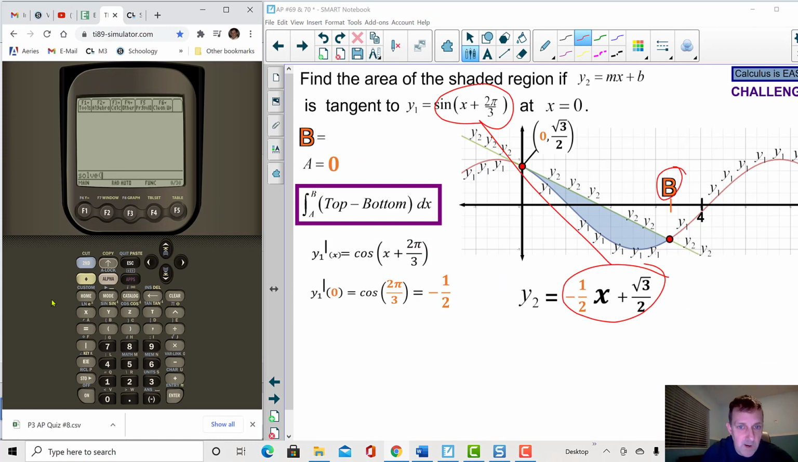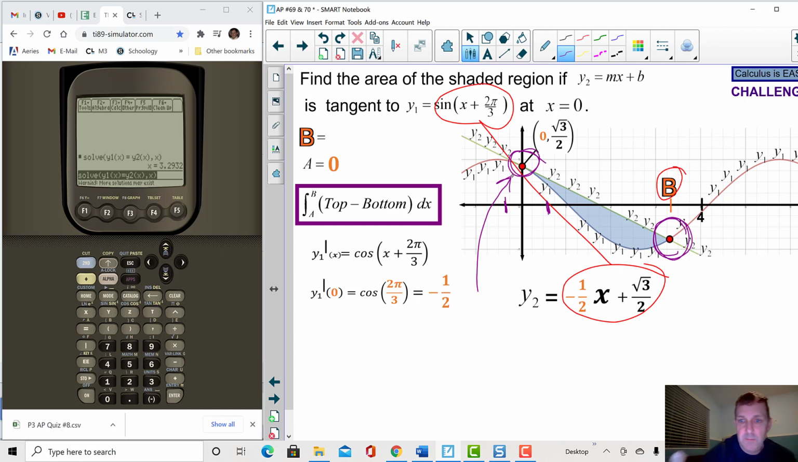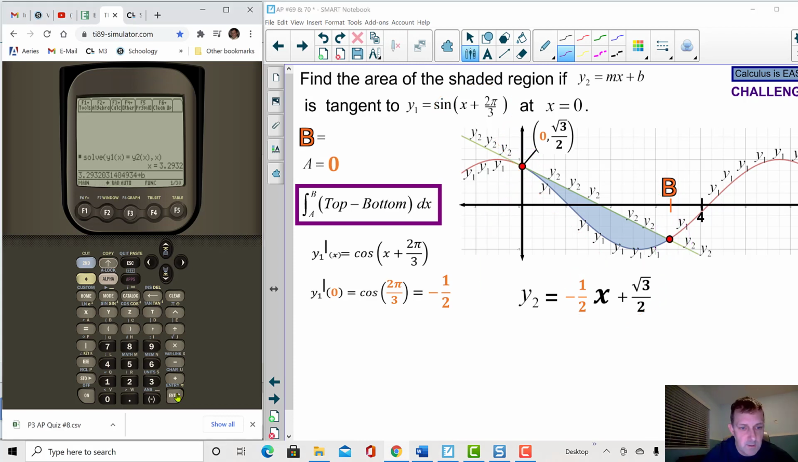And now we want to solve where y1 is equal to y2. We'll push enter. Now I want you to notice it's only giving us the answer that we needed. It did not give us x equals 0. So if you know that there's an answer here, you may have to evaluate it from like negative 1/2 to positive 1/2 to get that value. But it gave us the value we wanted, so we're going to store that as b. Okay, here we go. We're storing it as letter b.